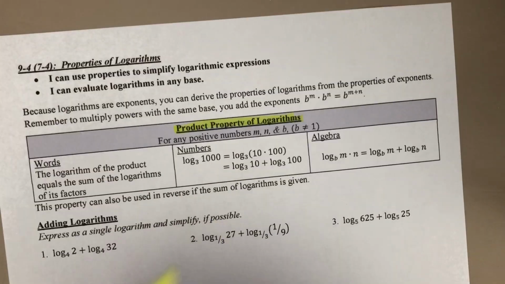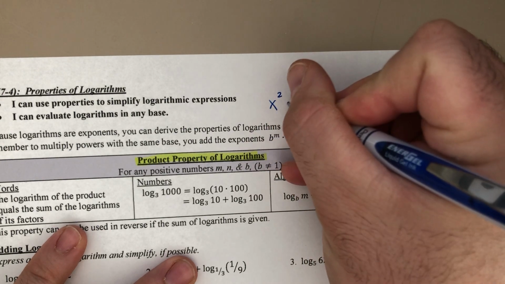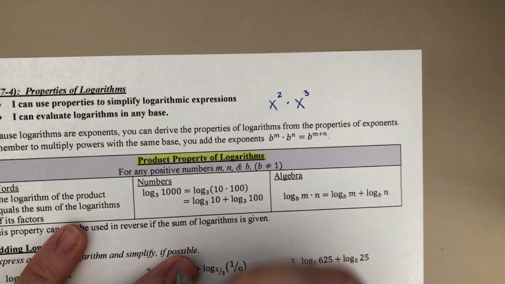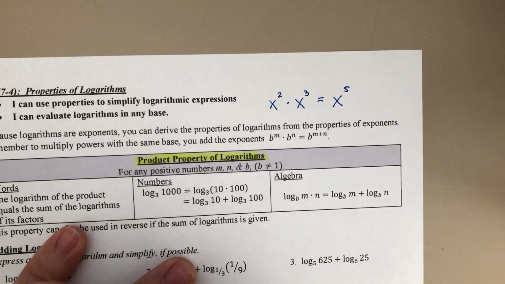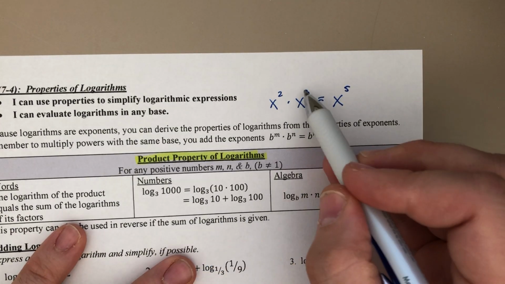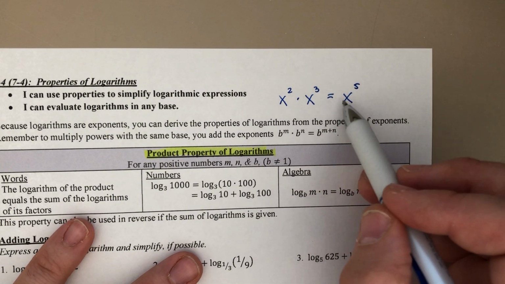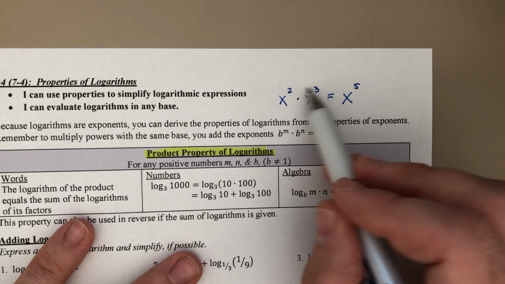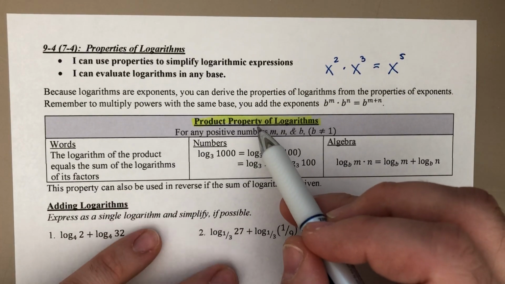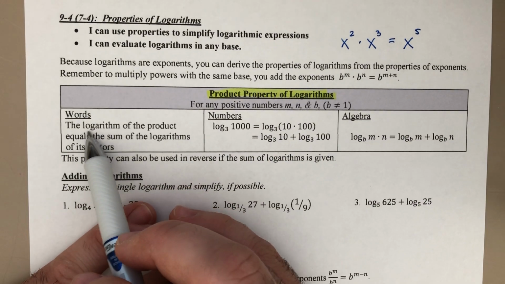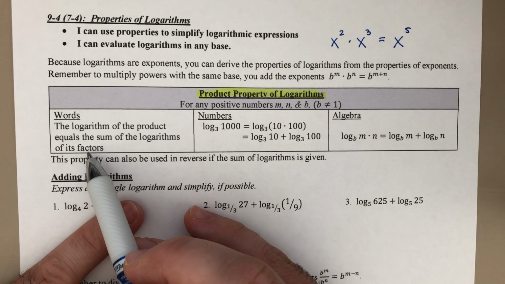That's no different, guys, than saying x squared times x cubed. We would say that's the same as x to the fifth, which is 2 plus 3. That's what we're saying right here. Because you add the exponents, you add 2 and 3 to make the 5, we're going to do something very similar. The logarithm of the product equals the sum of the logarithms of its factors.